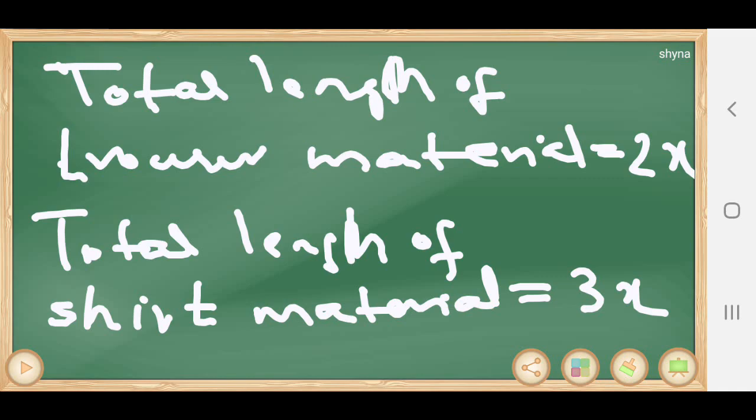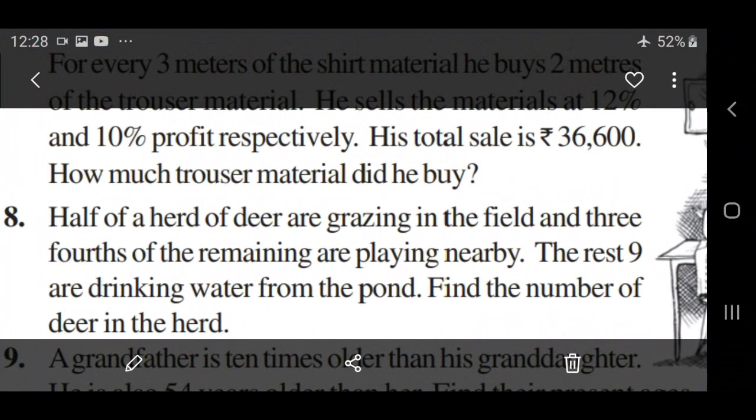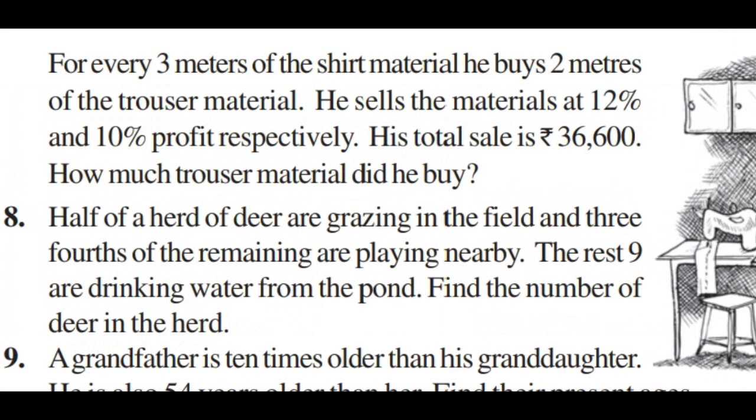Then after buying this, in the question it is given that he sells the material. That means after buying, he is ready to sell it. While selling, he has to get profit. He sells the material at 12% and 10% profit respectively. That means while selling shirt material, he'll get 12% profit. While selling trouser material, he'll get 10% profit. Okay, dear children.